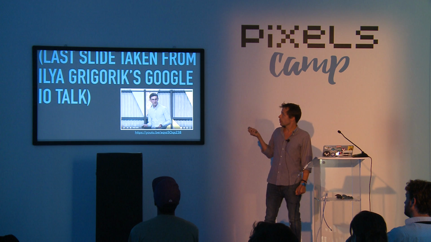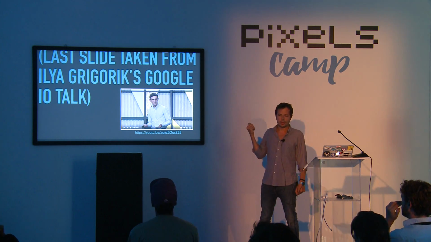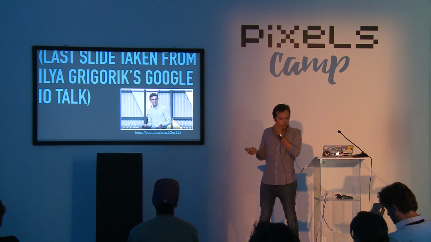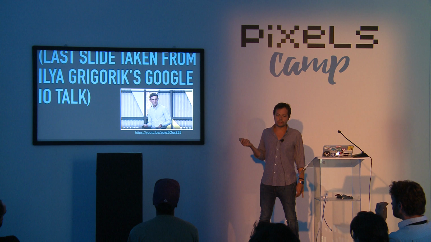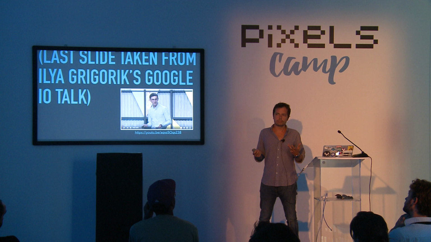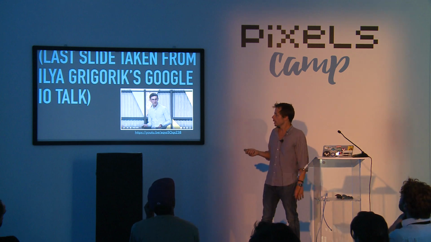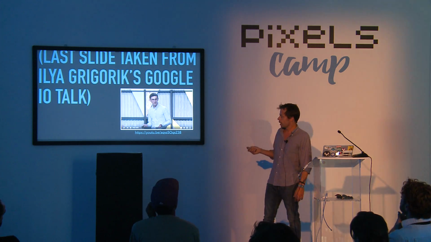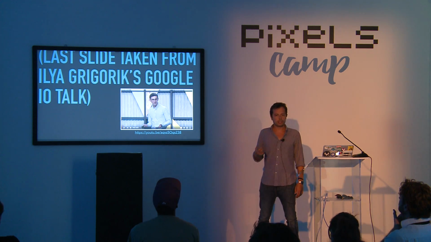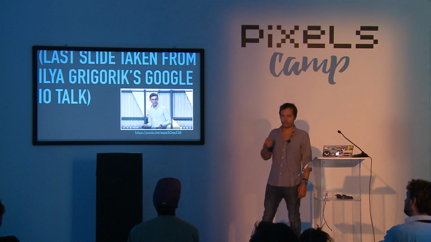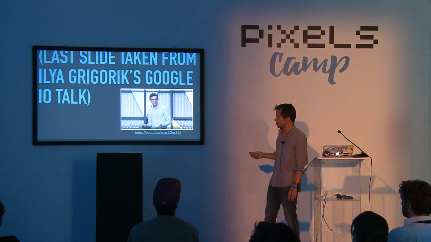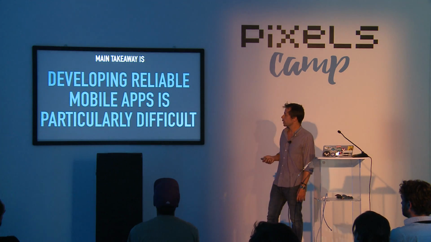This last slide is stolen from Ilya Grigorik's Google I/O talk. Ilya Grigorik is a Google engineer that focuses on mobile networks in the context of browsers, but it's a bit more than that. So I advise you to watch his talk if you want to learn more about gotchas of programming for mobile networks and how you can try to work around them. He also has a very interesting book on that subject. It's a free book.